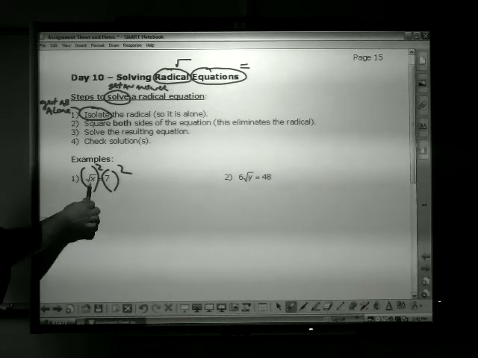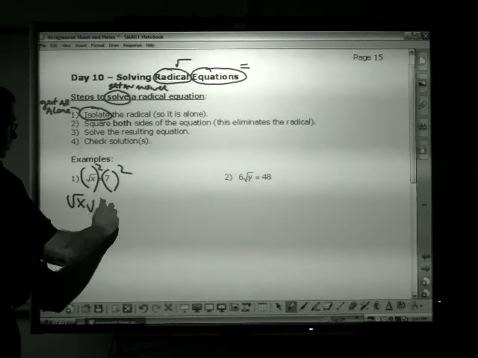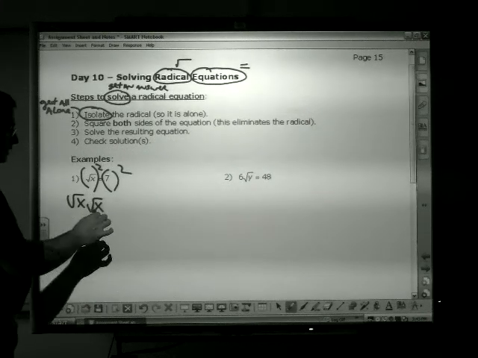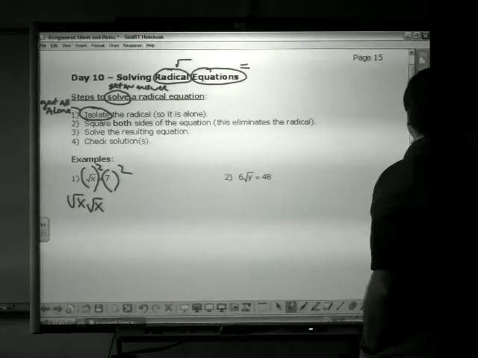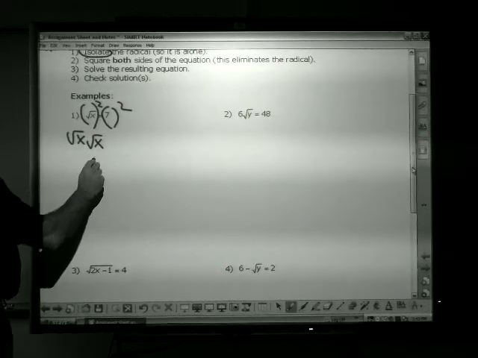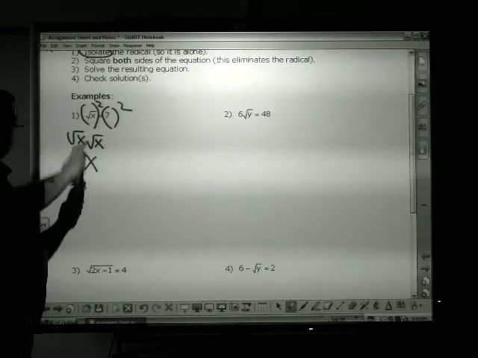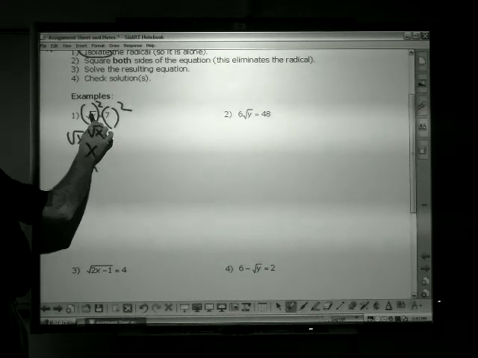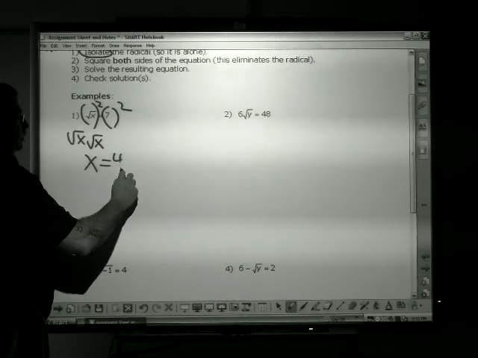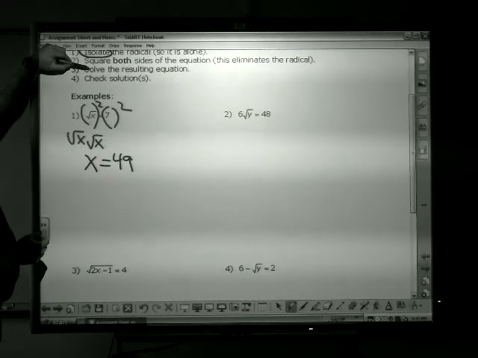Okay? Well, we said before that the square root of anything squared, right? Square root of x times the square root of x is whatever it is underneath the radical sign. So let's take a look. So the square root of x times the square root of x is just x. Some people might say, well, it's the square root of x squared, which is just x. So when you square a radical, whatever's underneath it is what you get. 7 squared is 49. All right? So I square both sides, solve the resulting equation.